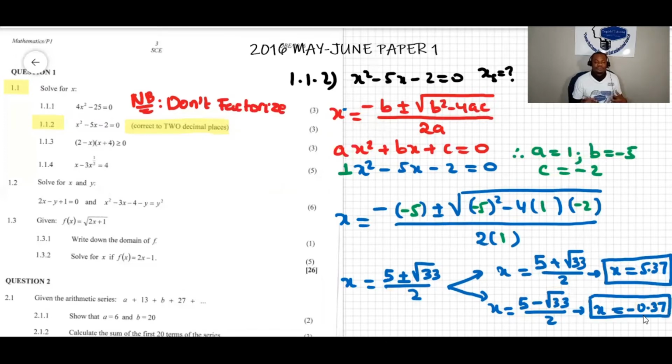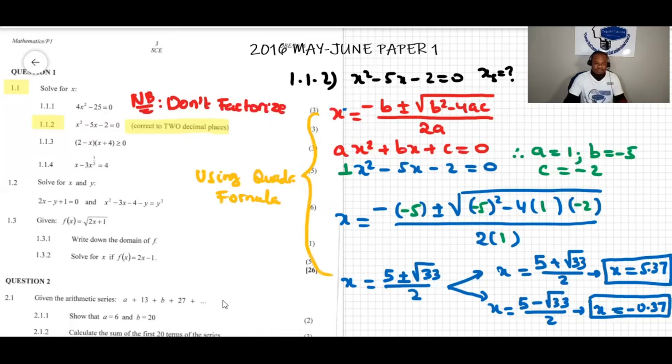So over here, I solved the equation by using the quadratic formula. Okay. Using the quadratic formula, I can abbreviate it like that.